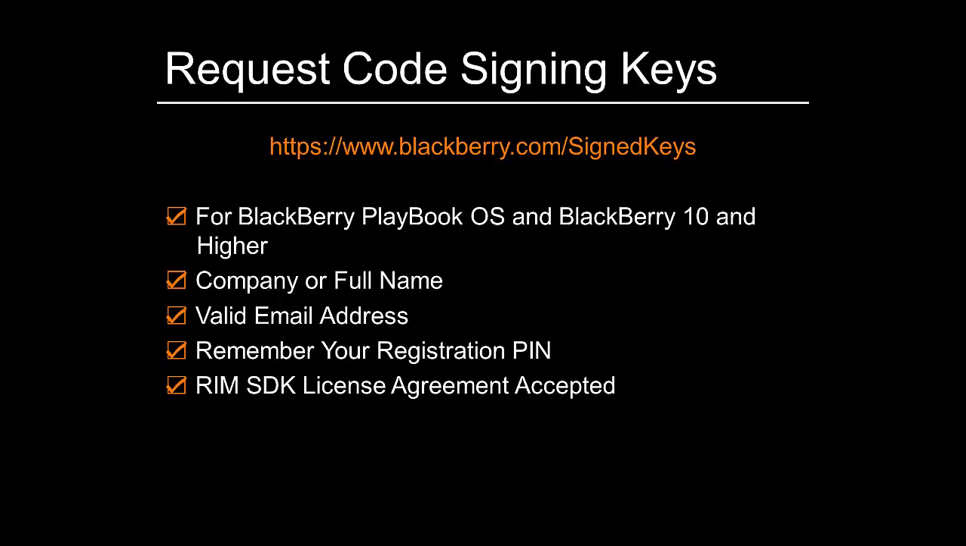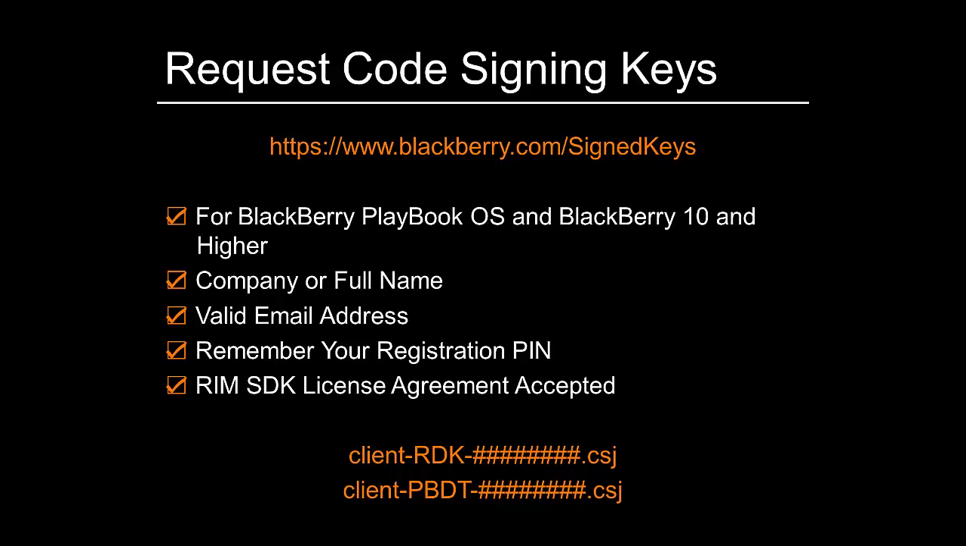BlackBerry code signing keys are issued automatically every hour. If you do not receive your code signing keys within 2 hours, be sure to check your spam or junk mail folders. If your keys still haven't arrived after a couple hours, you may want to try a different email address. You should receive 2 emails in total, each with a unique file attachment, client-rdk.csj and client-pbdt.csj, containing a unique number sequence specific to your code signing keys.